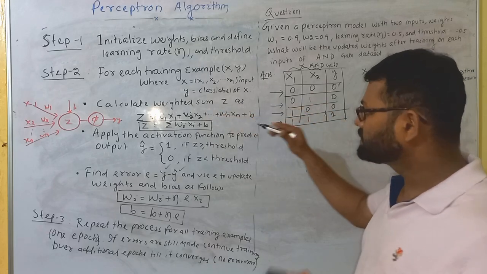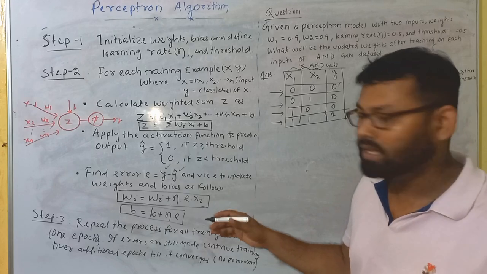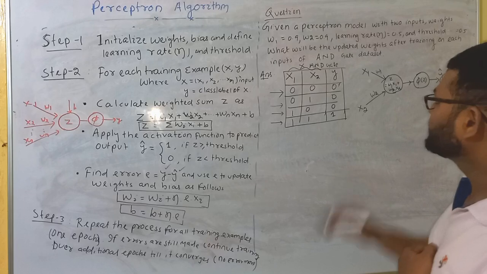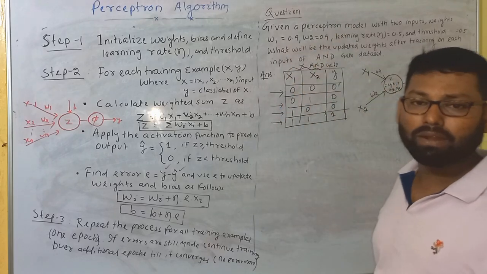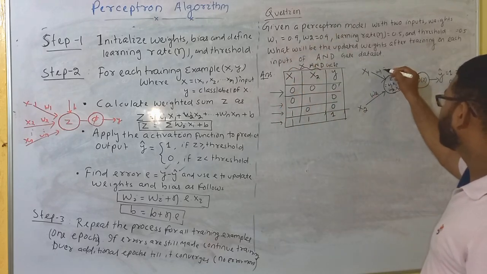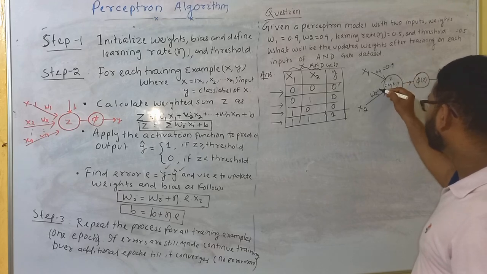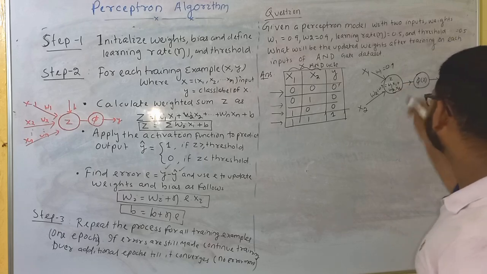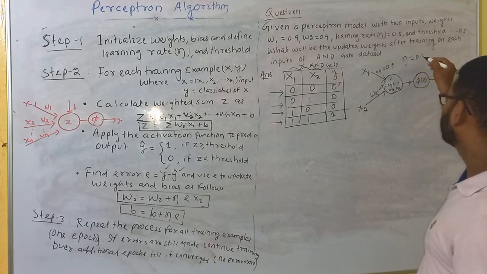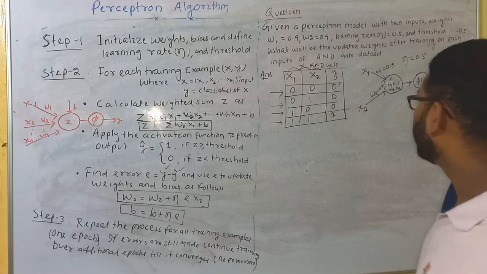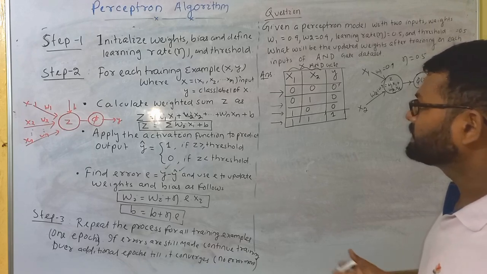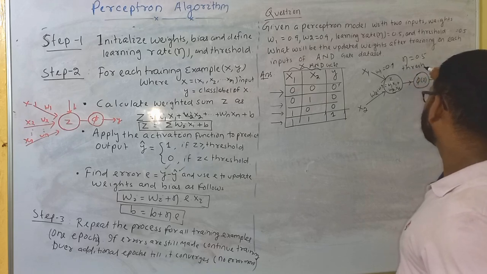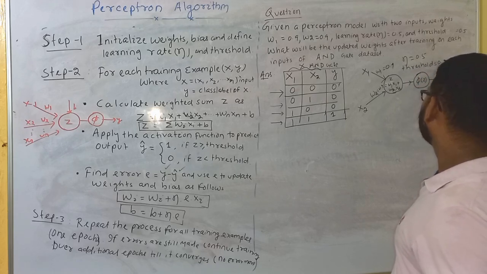Now this algorithm will be processed according to the question. Here the AND gate data set is given. Initially the weights are also given: w1 equals 0.9 and w2 also 0.9. The learning rate eta equals 0.5 is also given, and the threshold value is also given, that is 0.5. All the things are given.